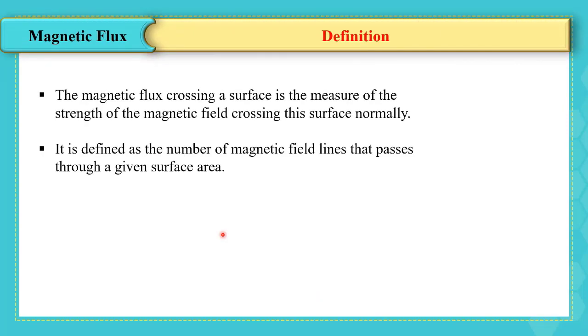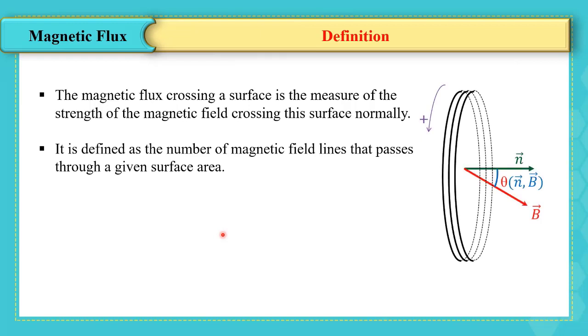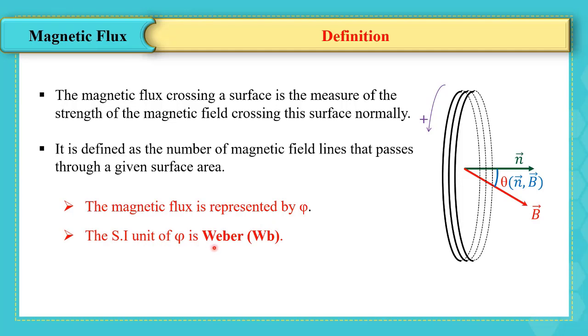Now let's talk about the magnetic flux. By definition, the magnetic flux crossing a surface is the measure of the strength of the magnetic field crossing this surface normally. It is defined as the number of magnetic field lines that passes through a given surface area. The magnetic flux is represented by the Greek letter phi, and in SI unit, the unit of flux is Weber.